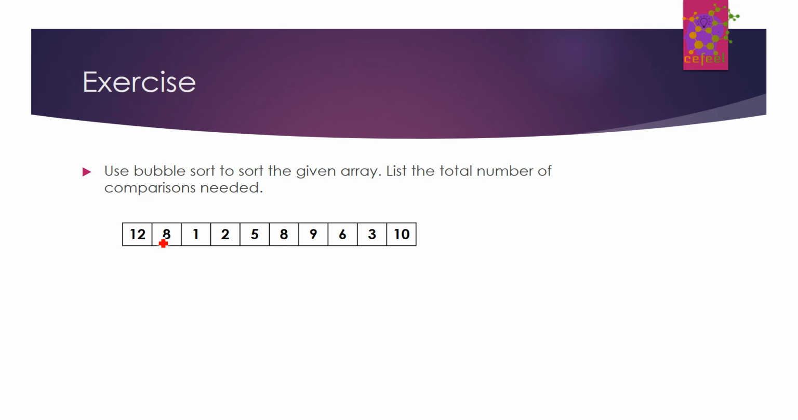So there is an array given to us. I think it has 10 elements. Do the sorting using bubble sort and list down the total number of comparisons that was needed. When you are going through every pass, make sure you add up all the comparisons you did in the inner loop, and then add the total comparisons. Then post the answer in the comments, and I will look at it and verify if it is correct or not.